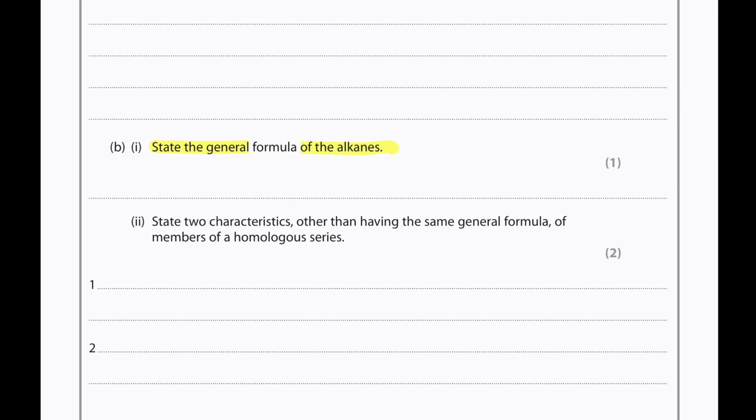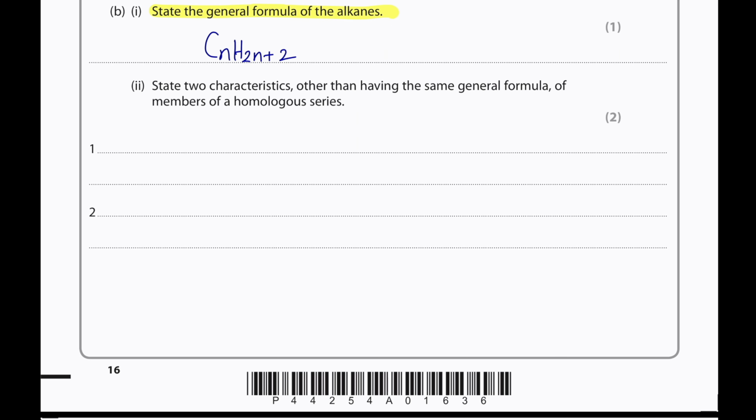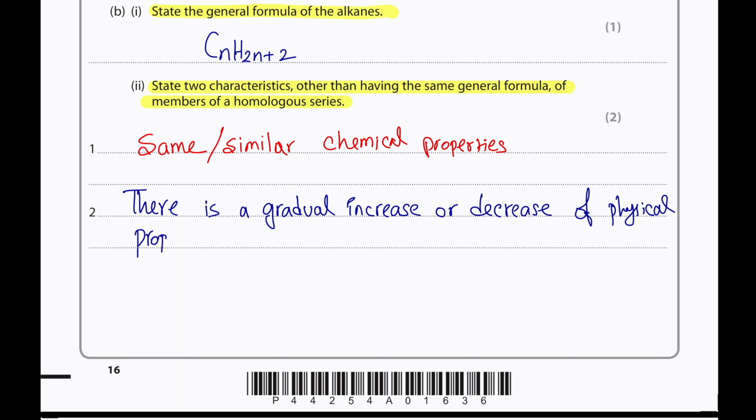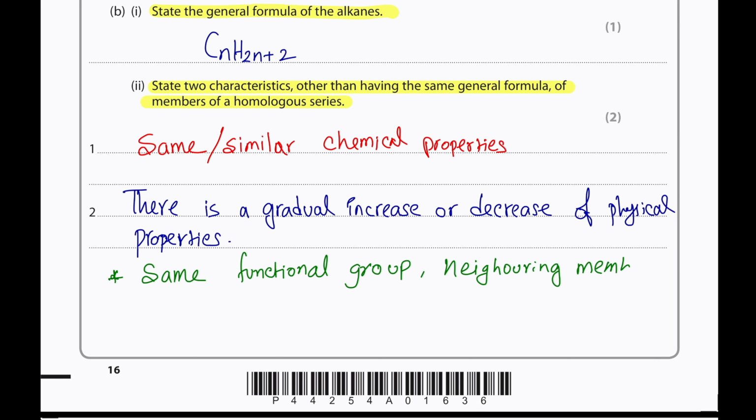State the general formula of the alkanes. The general formula of alkanes is CnH2n+2. State two characteristics, other than having the same general formula, of the members of a homologous series. Members of a homologous series have similar chemical properties. They have a gradual change in physical properties. They have the same functional group and the members only differ by CH2.